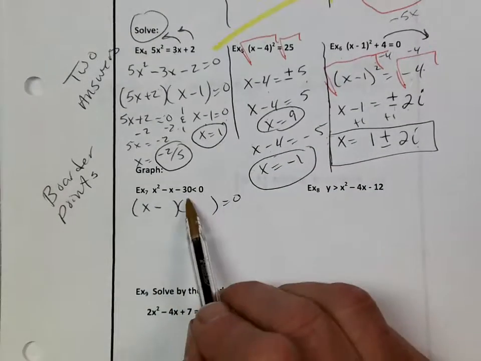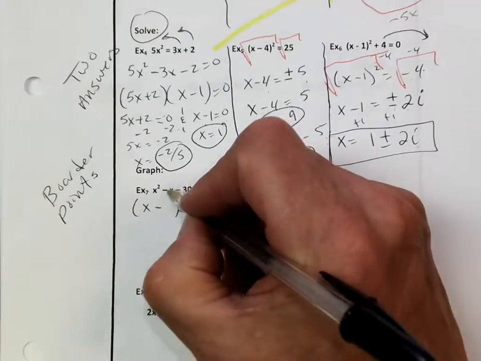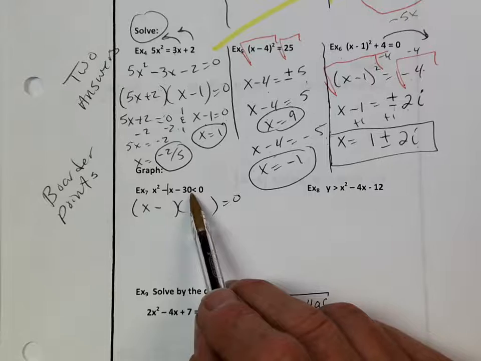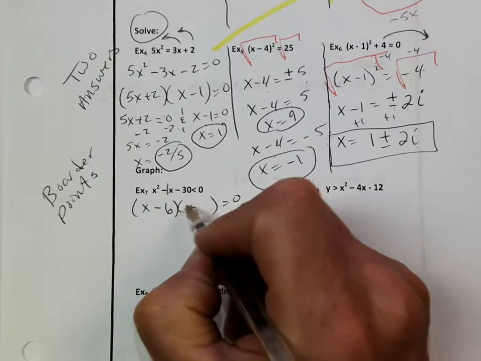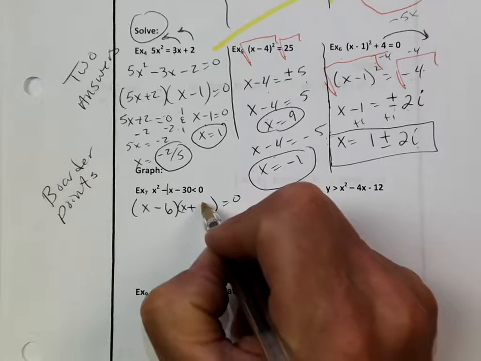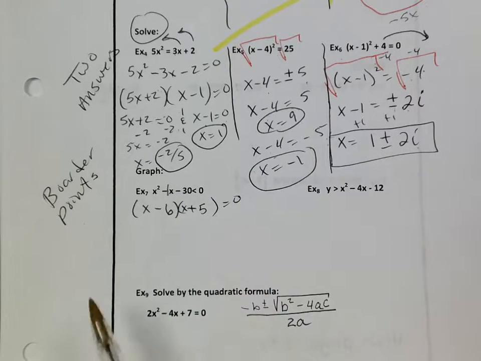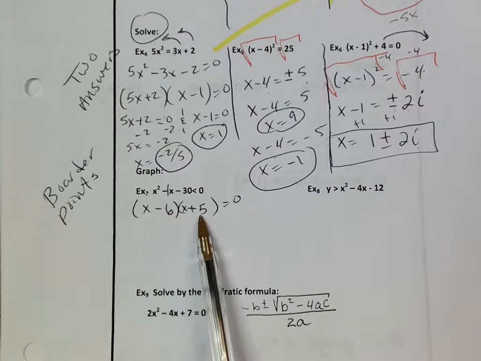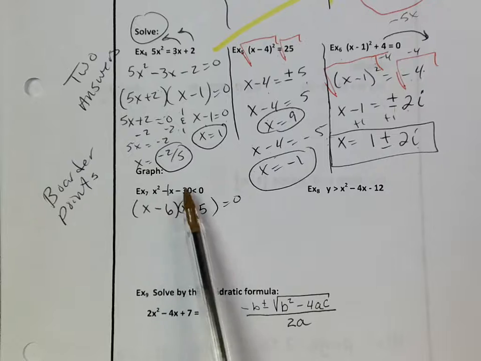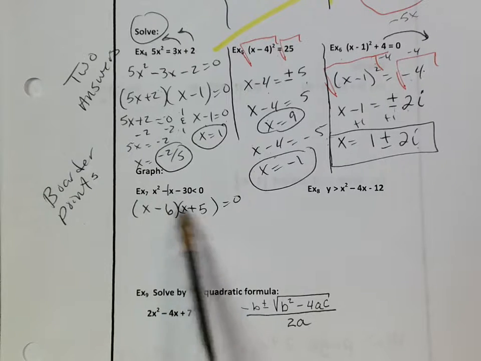Okay, multiples of 30. Well, the ones I want are negative 6 and positive 5. So I've got an x minus 6 and x plus 5. Again, multiples of 30. There's lots of them, but I want 6 and 5. I need a negative 6 and a positive 5 because they multiply to make the negative 30 and they add to make the negative 1.